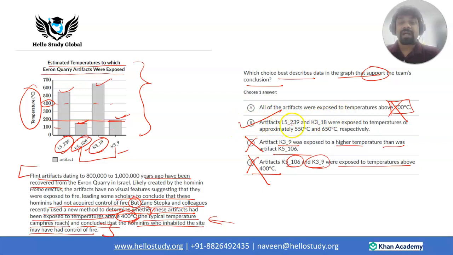Let's verify. Artifact L5239, which is the first one, and K318, which is this one, were exposed to temperatures of approximately 550. Is that true? Yes, the first one is 550, and the second one is roughly 650, between 600 and 700 degrees Celsius respectively. So B should be the right answer.